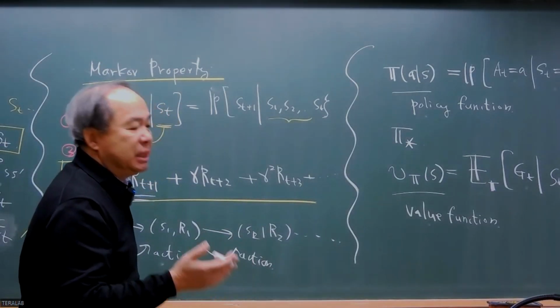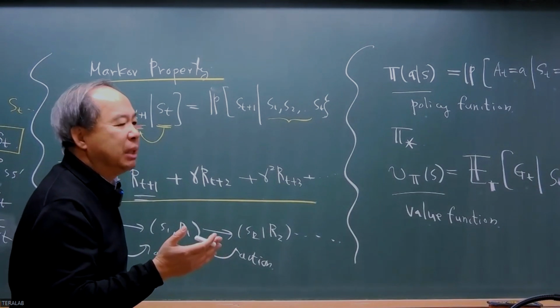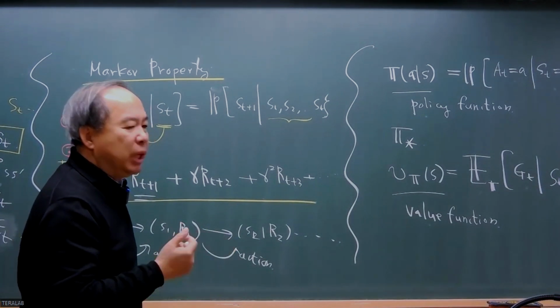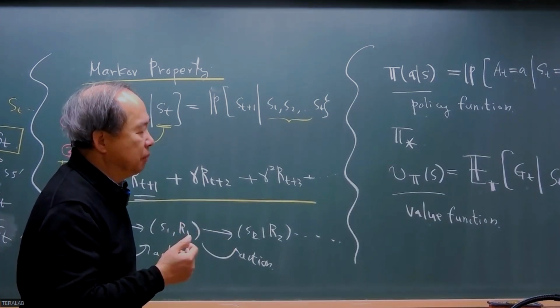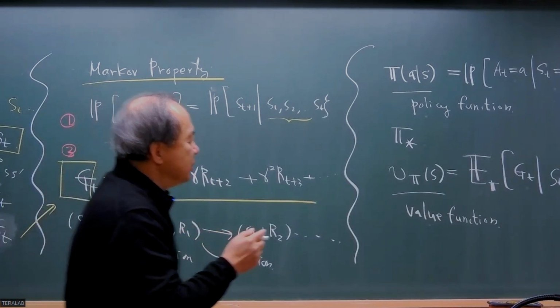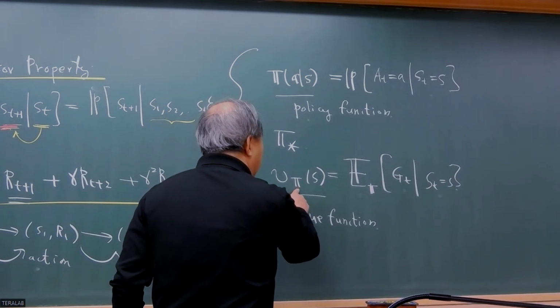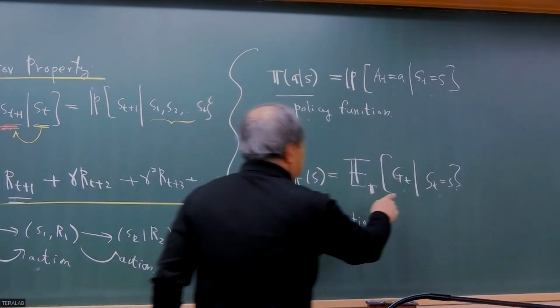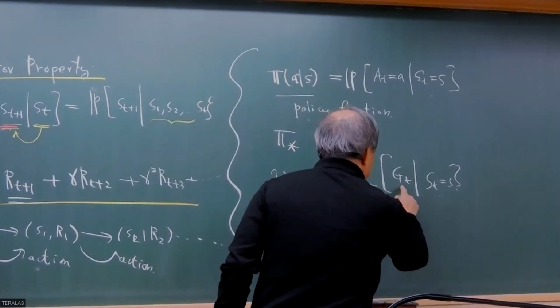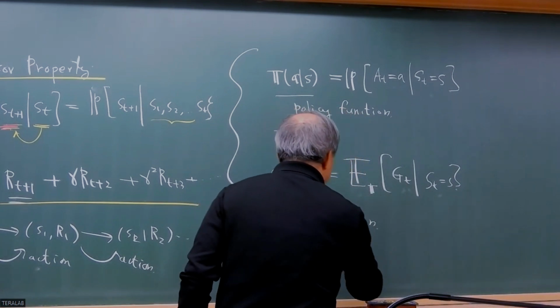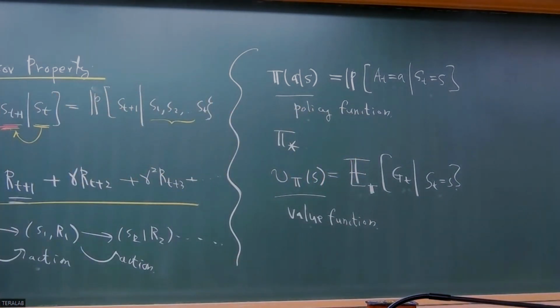Sometimes it is well known and easy to calculate, sometimes it is not known. If that is not known, we have to apply the Monte Carlo method. But anyway, what I'm saying is that the expected return with a given policy is called the value function.